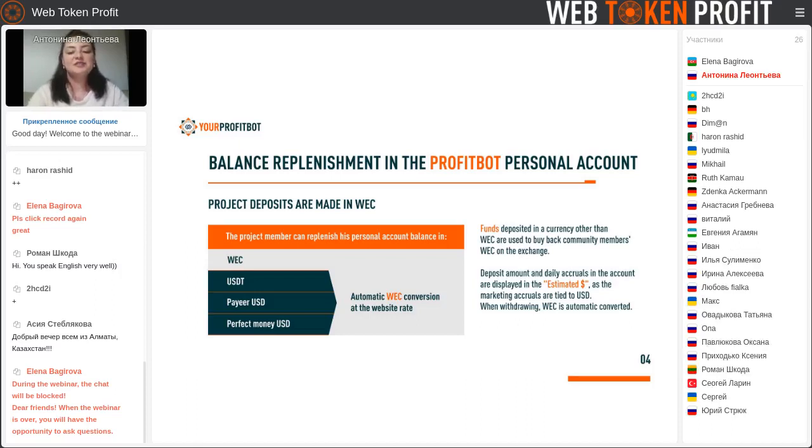Yes, the website's rate will always be as close as possible to the exchange WEG rate, but without going in the negative direction. It's very cool information. You can also withdraw WEG to one of your crypto wallets or to any other VTB community project. So it's really making our life easy, I think. So here it is clear.